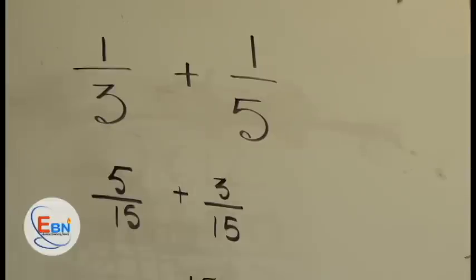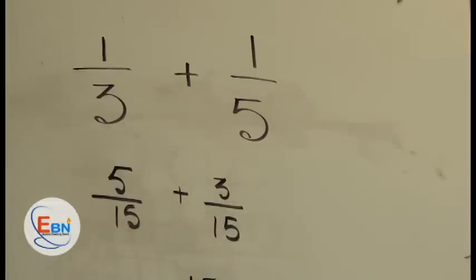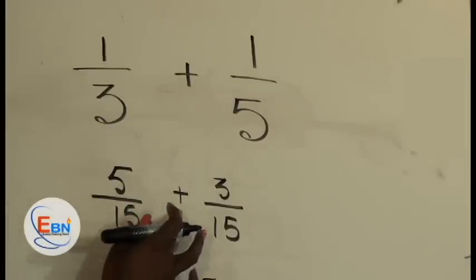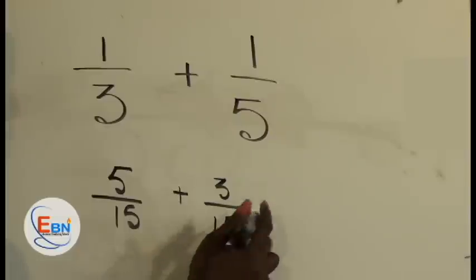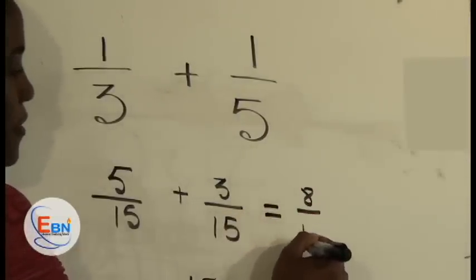Now we have like fractions as indicated on the diagram, so we can go ahead and add 5/15 plus 3/15 equals 8/15.